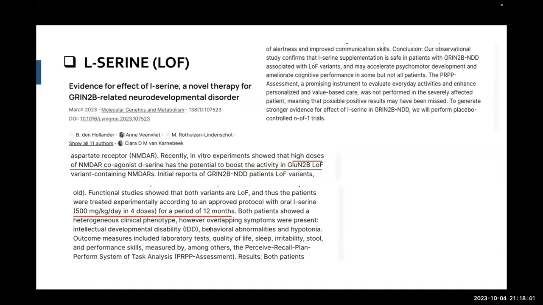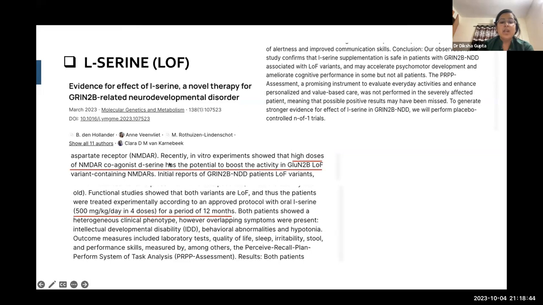Similarly, other studies have also been done, which have shown that high doses of the NMDA receptor co-agonist D-serine have the potential to boost the activity in GRIN2B loss of function mutations.